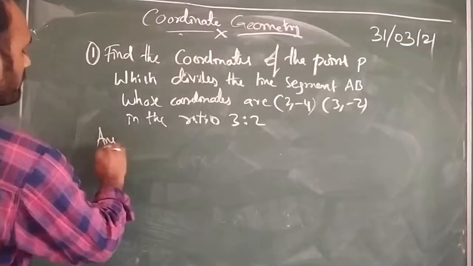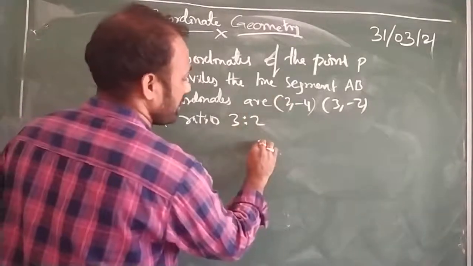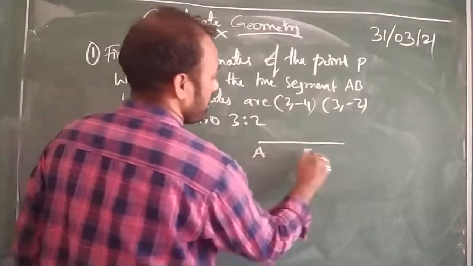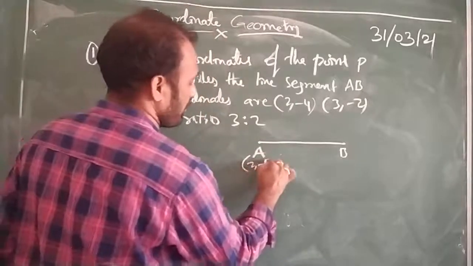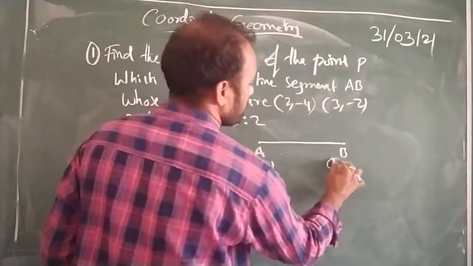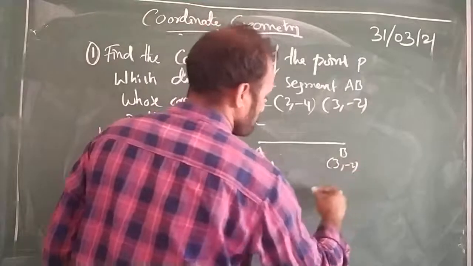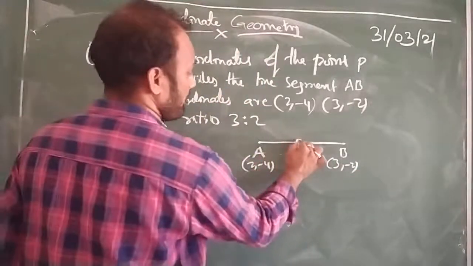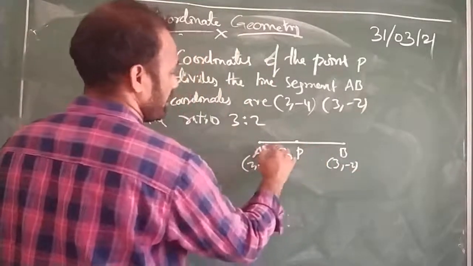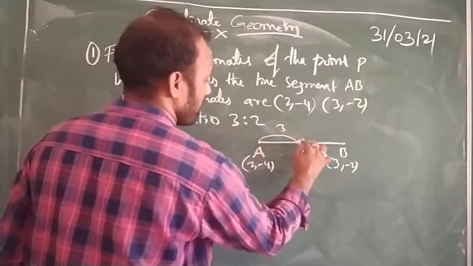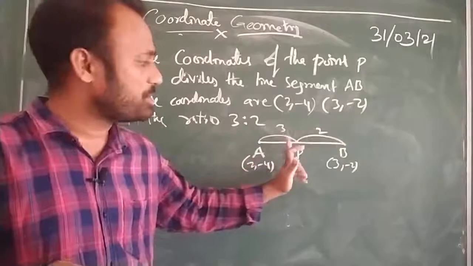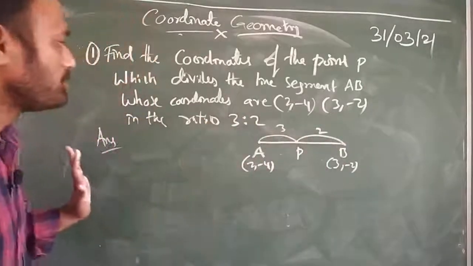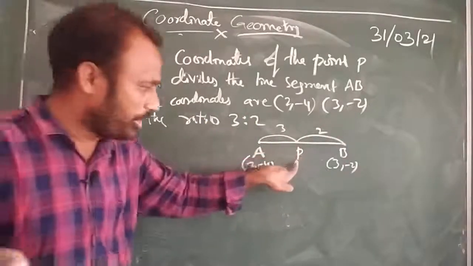If he is asking us to find the coordinates of the point, first we need to draw the figure. He is saying line segment AB. Here is A, here is B, whose coordinates are (2, -4) and (3, -2). There is one point P, we don't know where it is, but it is dividing in the ratio 3:2: A to P is 3 parts and P to B is 2 parts. So we need to find the coordinates of P.